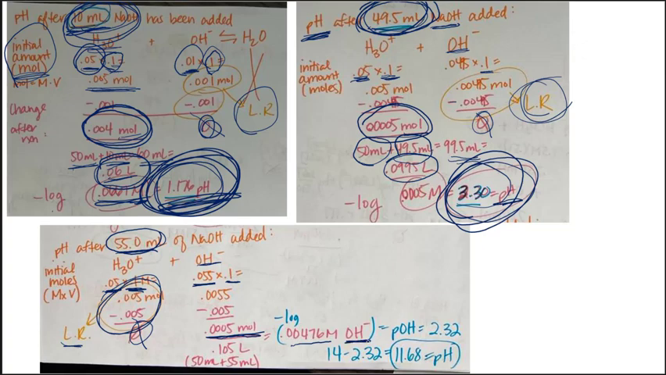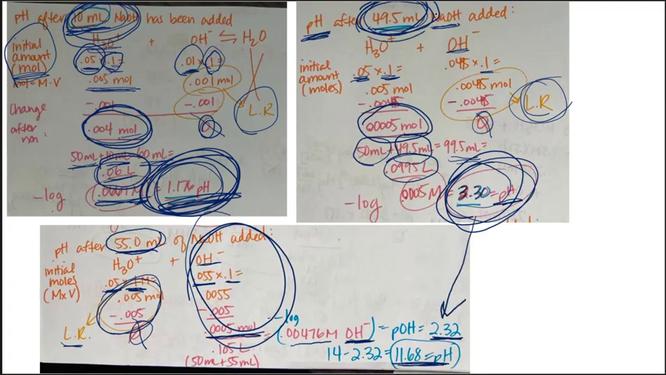But now I have that as hydroxide because that's what's left over. The negative log of that concentration gives me a pOH of 2.32. So 14 minus that gives me a pH of 11.68. Notice how this skyrocketed. 49.5 milliliters of hydroxide, I had a pH of 3.3. Add 5.5 more milliliters and my pH skyrocketed to 11.68.